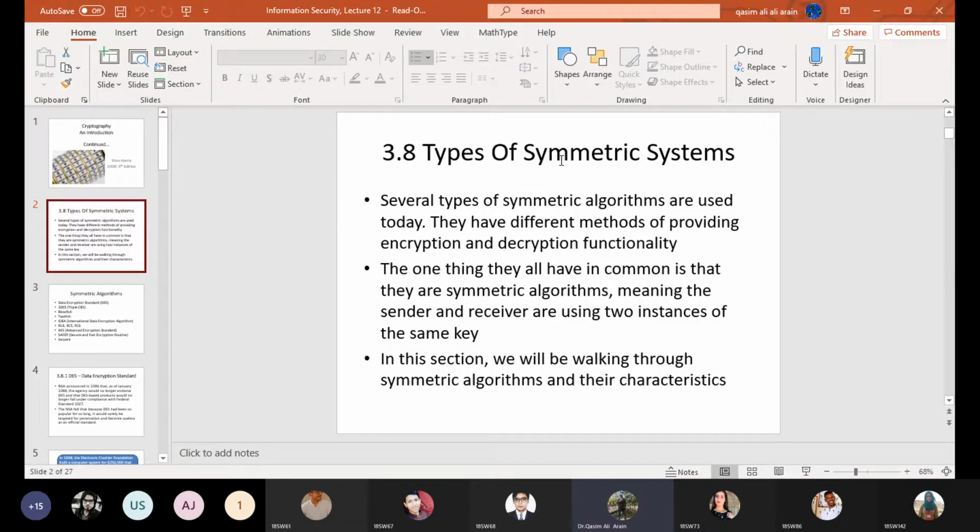Now, we know about the symmetric algorithm. The basic quality of a symmetric algorithm is that it works with the same key at the sender end as well as at the receiver's end, right? This is the basic criteria for the working of your symmetric algorithm.